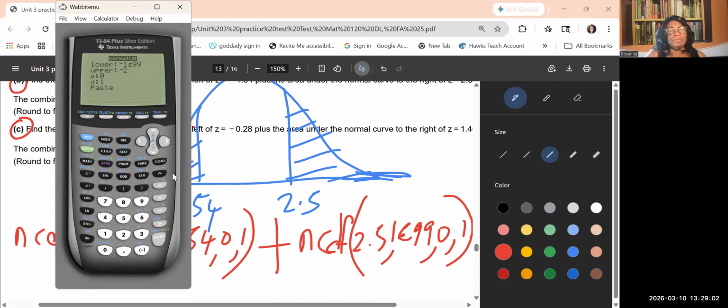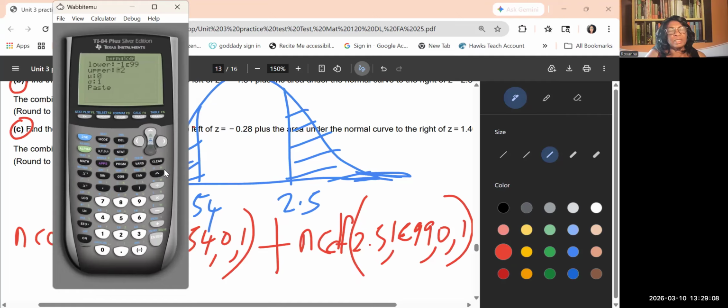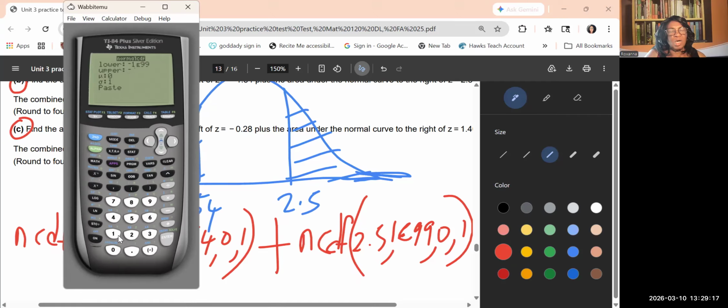The lower bound in my argument is negative 1e to the power 99. The upper bound is negative 1.54. And the mean is 0, standard deviation is 1. So I can paste that answer and check. Yes, I put it right. So I hit enter, and I got the first answer.